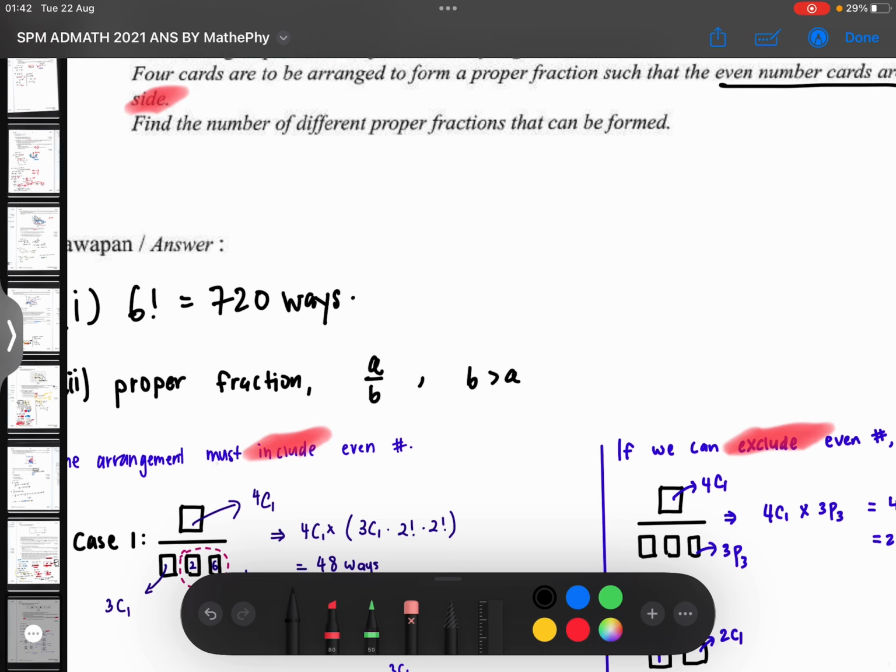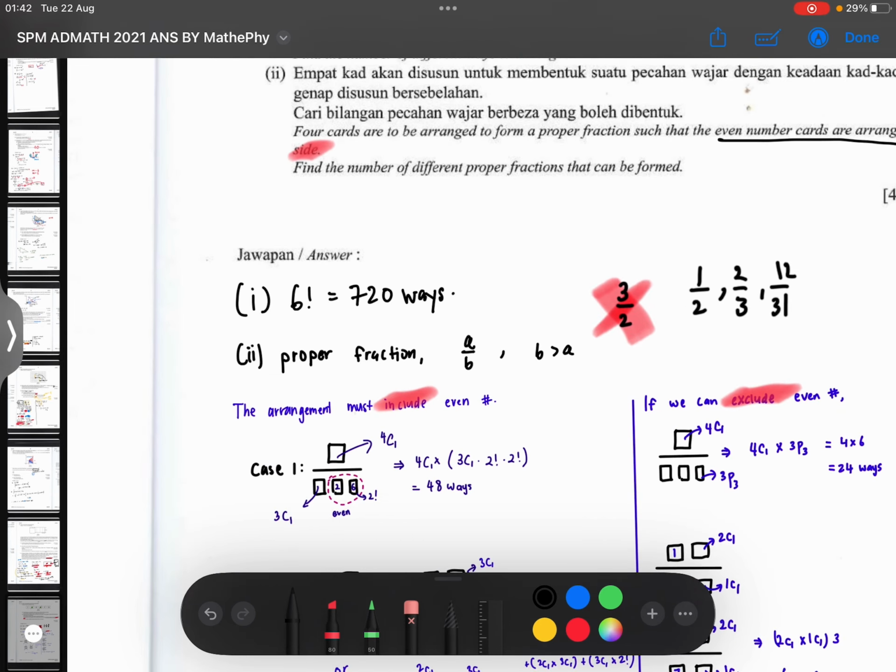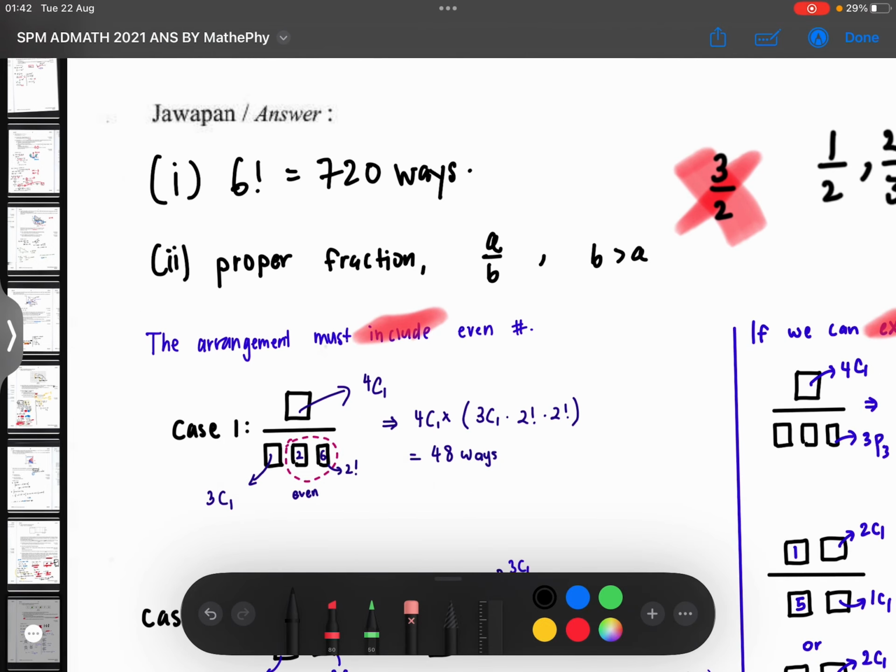For example, you have 3 over 2. The numerator is greater than the denominator, so this is not a proper fraction. This is an improper fraction. A proper fraction is like 1 over 2, 2 over 3, or maybe 12 over 31. So this is proper, as long as the denominator is greater than the numerator.